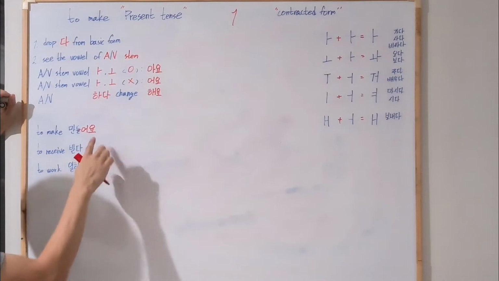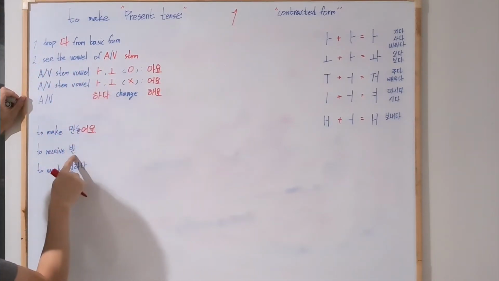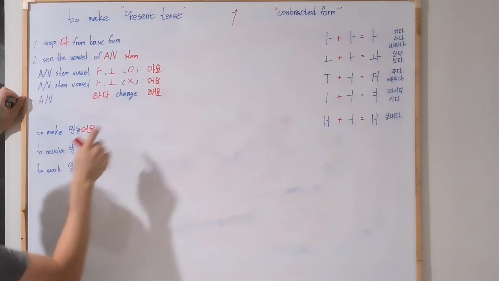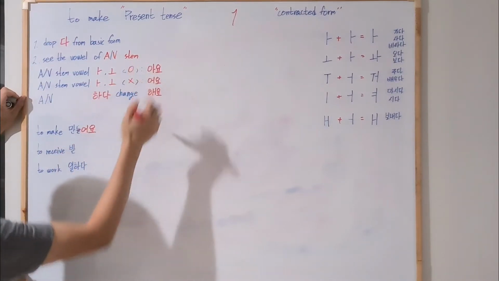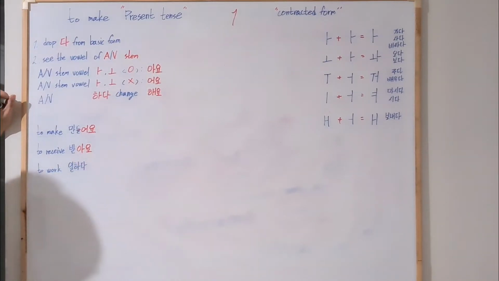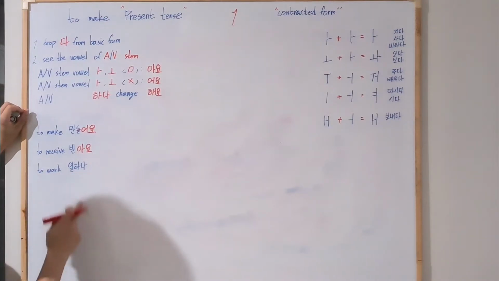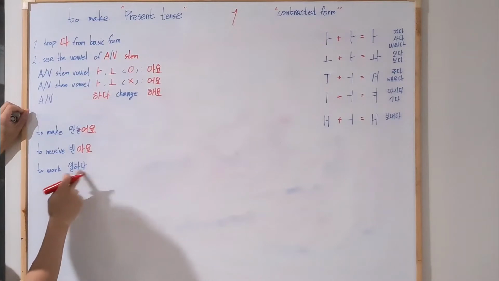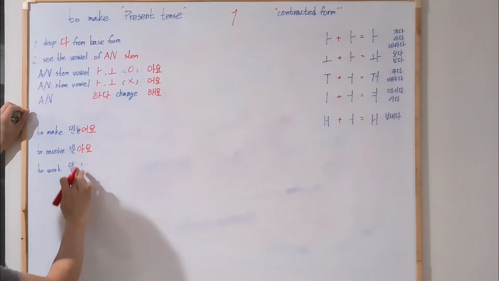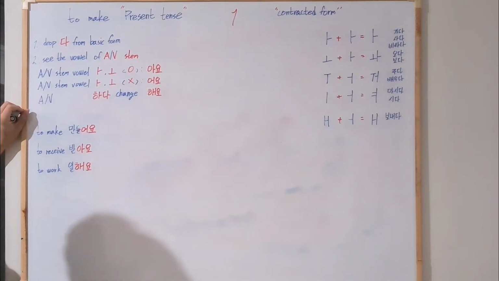Next one, 받다, to receive. Drop the 다 from the basic form. See the vowel. The vowel is 아. If it's 아 or 오, add 아요. 받아요. Done. It's present tense. Next one, 일하다, to work. There is 하다, so just change it to 해요, 일해요. This is present tense.